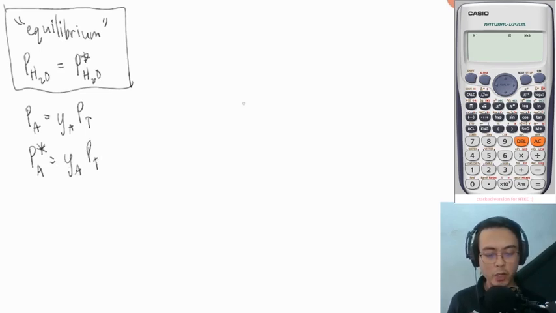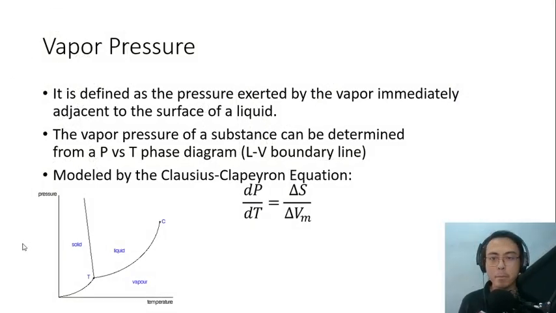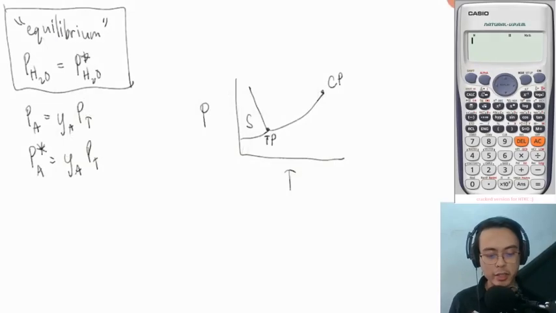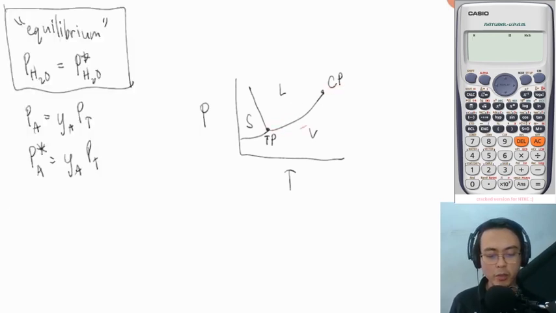If we go back to the pressure-temperature phase diagram, this is the phase diagram for water. This is the critical point. This is the triple point. This is the solid phase. This is the liquid phase. And this is the vapor phase. Now, where can you find the vapor pressure in this graph? You can only find the vapor pressure as readings from the vapor-liquid boundary line.